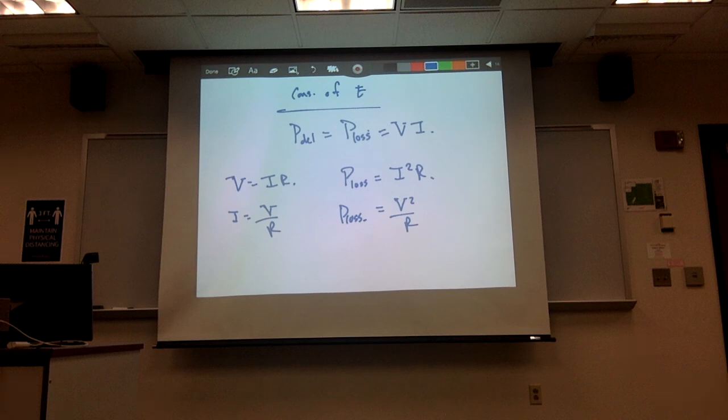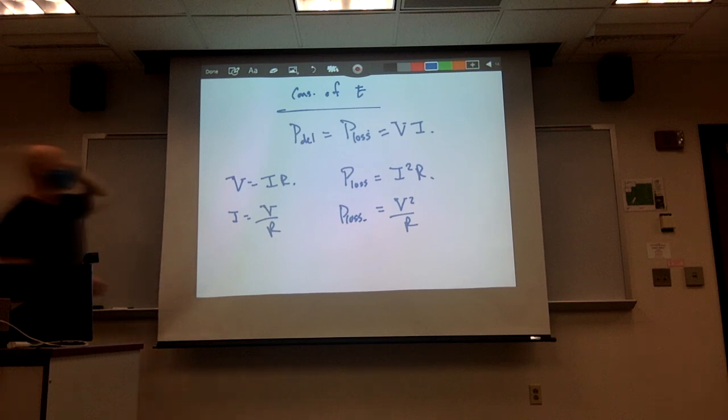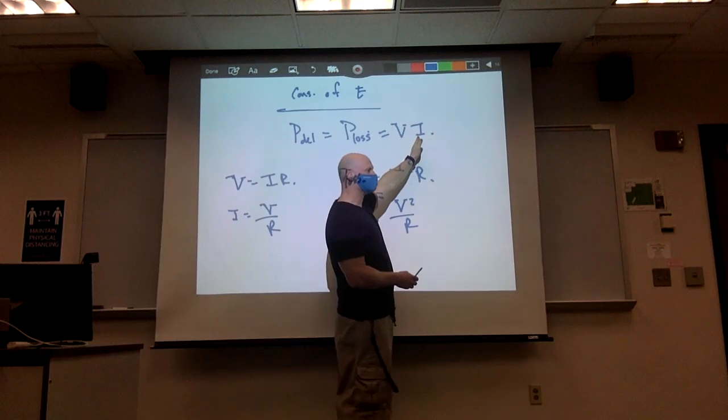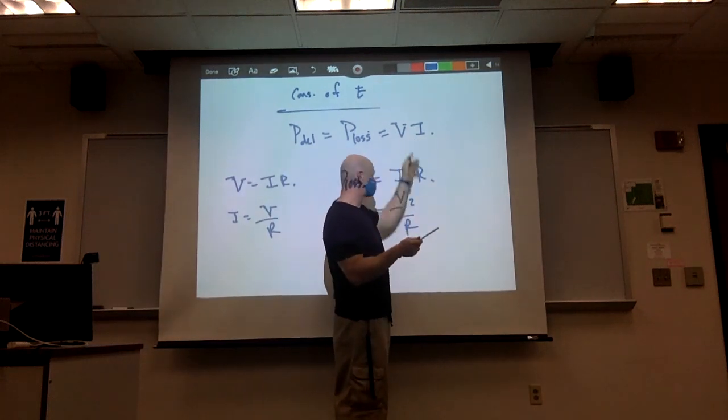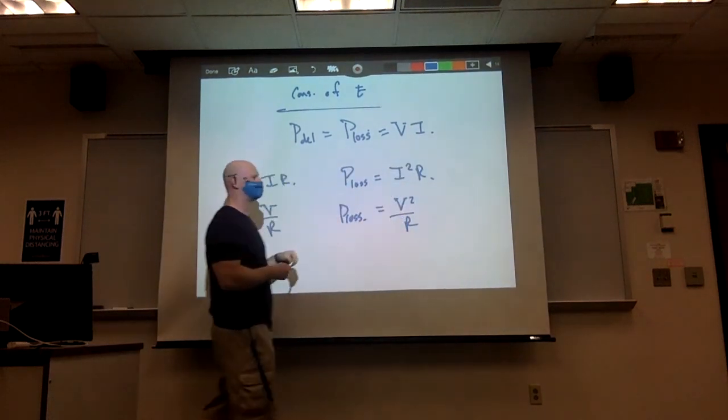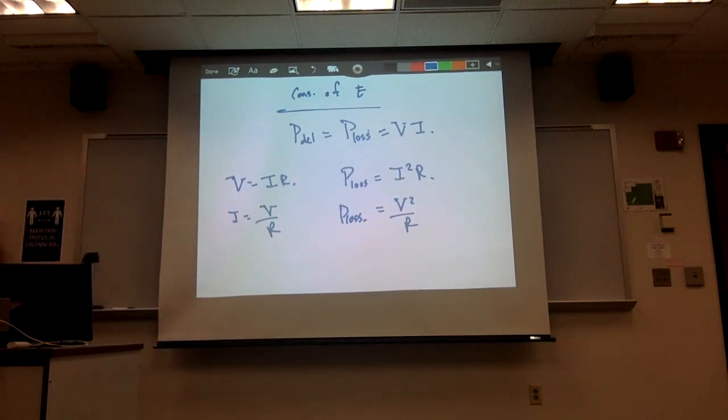So the power being lost by any electrical element is simply equal to the potential times the current. But if I'm specifically talking about a resistor, then there are two identical ways of talking about power loss: either the current squared times the resistance, or the potential squared divided by the resistance. These two are specific only to resistors, where this one is specific to any electrical element. So this is our power loss.